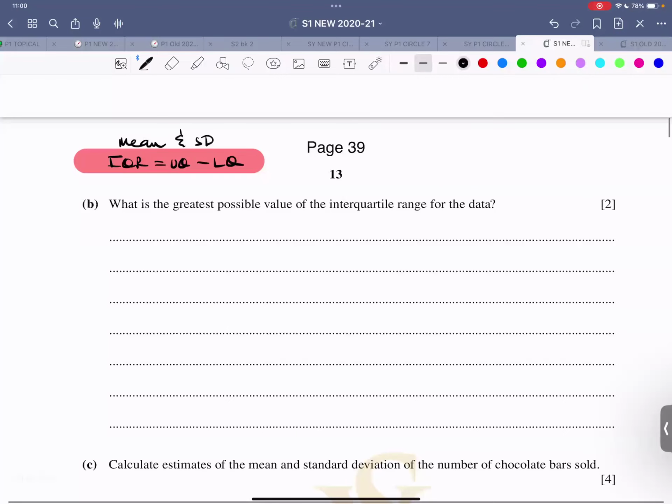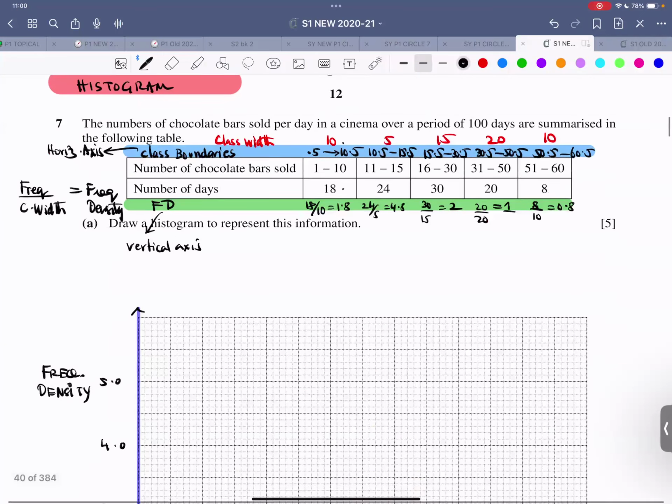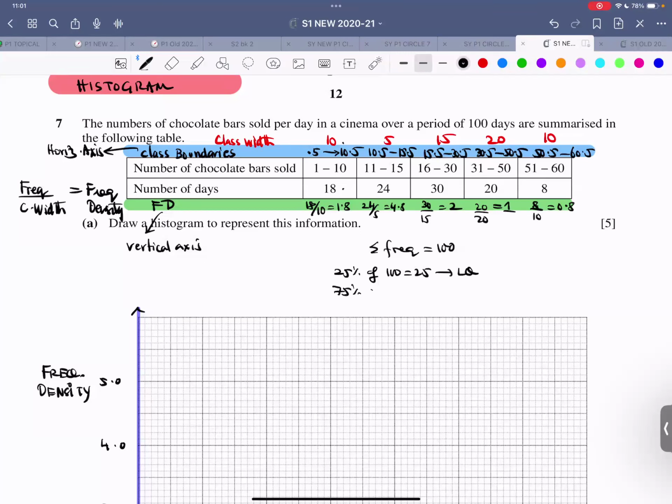Now it says the greatest possible value of the interquartile range. Now, what is the sum of frequencies? That's 100. So the sum of frequency is 100. That means 25% of 100, that is 25, is the value for the lower quartile. 75% of 100 is 75, that is for the upper quartile.